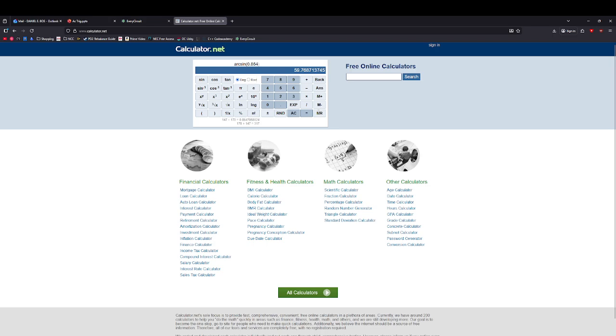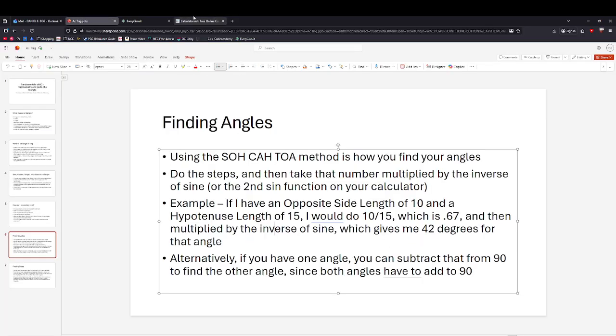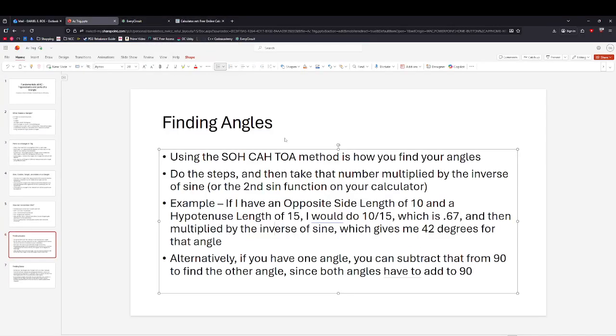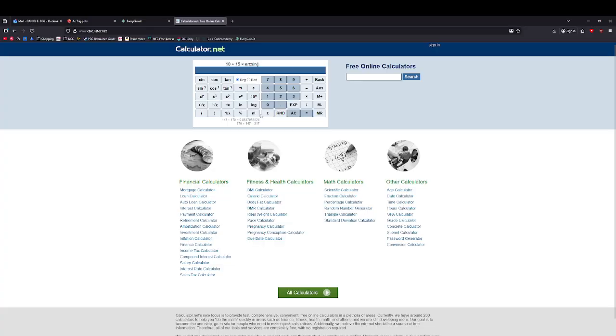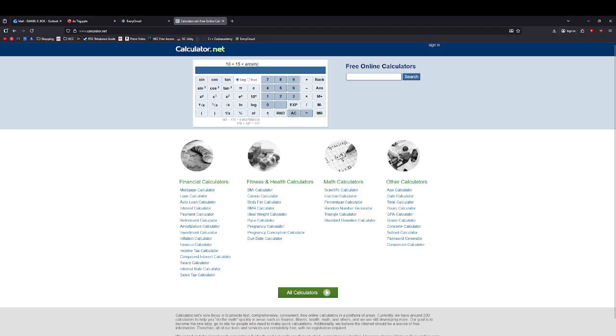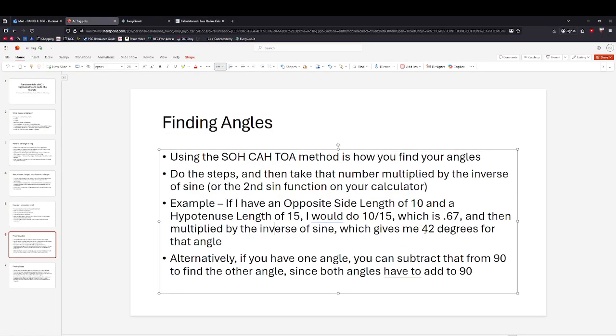Just to bring back over here real quick. So 10 divided by 15. That's 0.6 repeating 7. Then you multiply it by the inverse of sine. Hold on, let me clear this. So 0.67. Okay. Technical difficulties here. Okay, that gives you 42, which is what I got here.